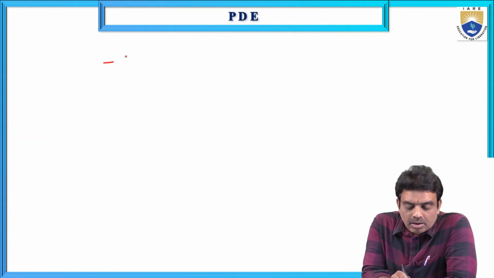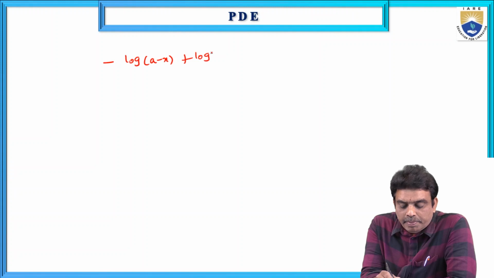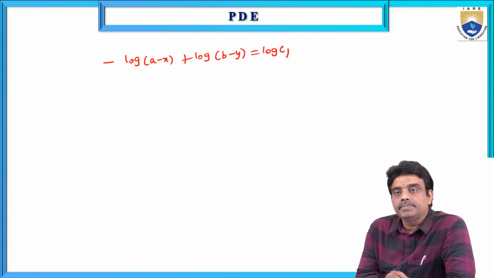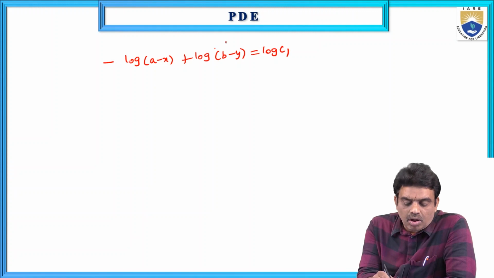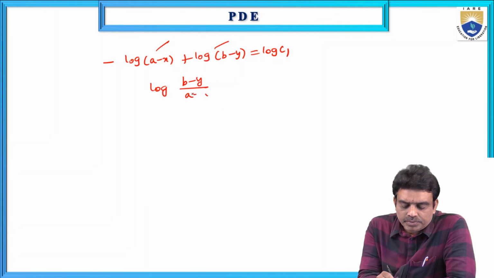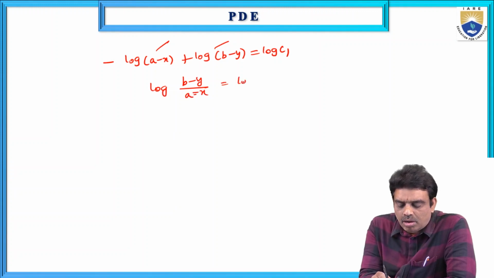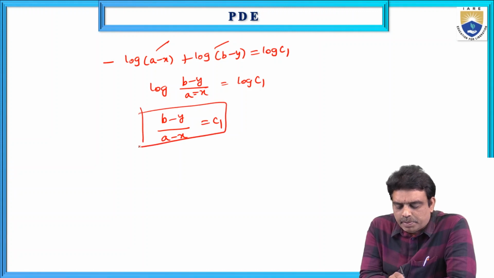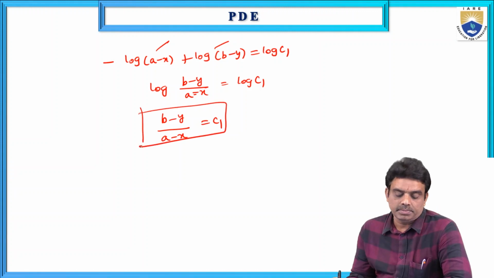or minus log of a minus x plus log of b minus y is equal to log c1. So it is the log m minus log n notation. So log of m by n: b minus y by a minus x is equal to log c1, or (b minus y) by (a minus x) is equal to c1. That is the first part of the solution.